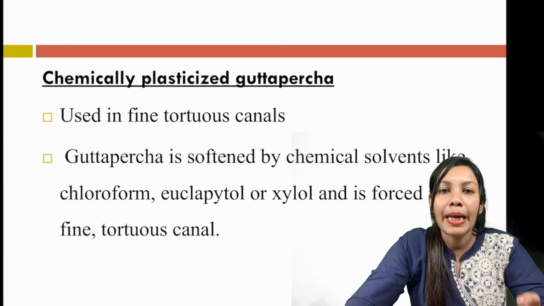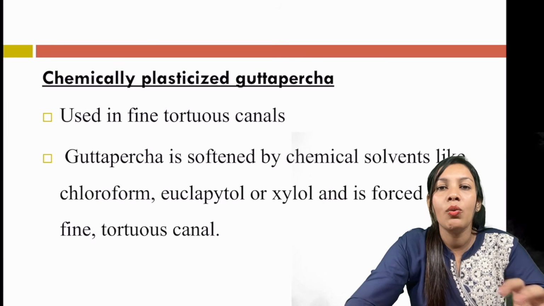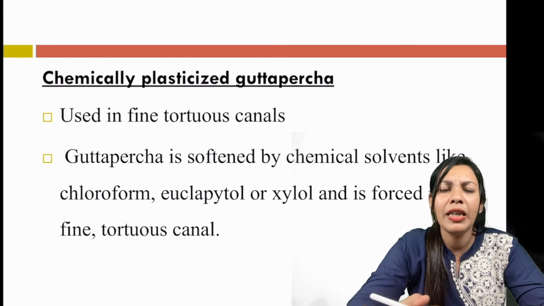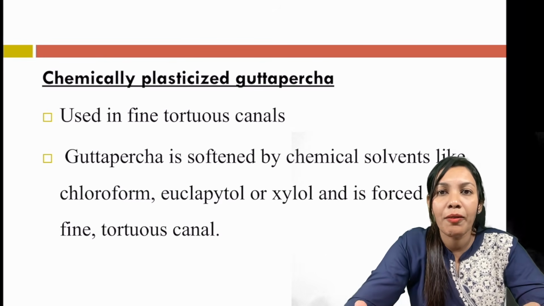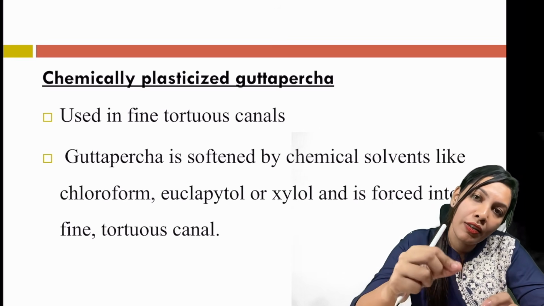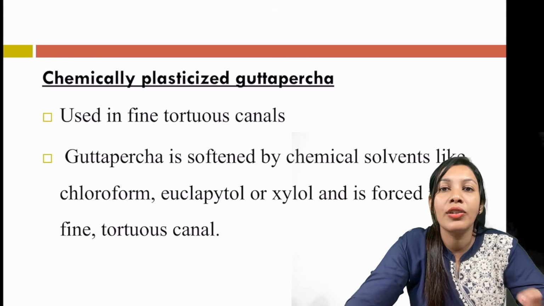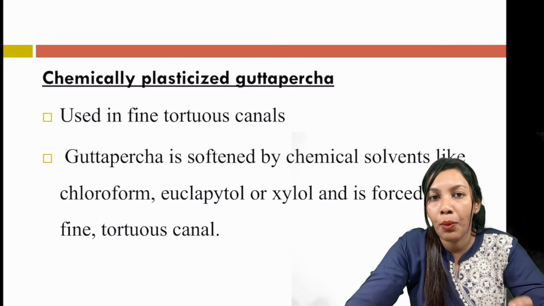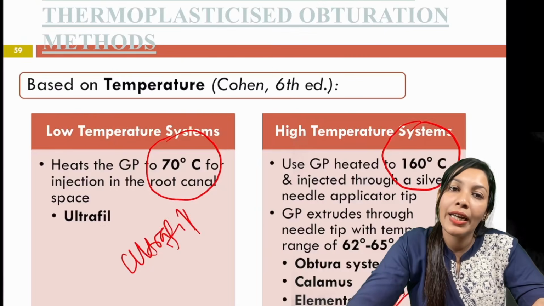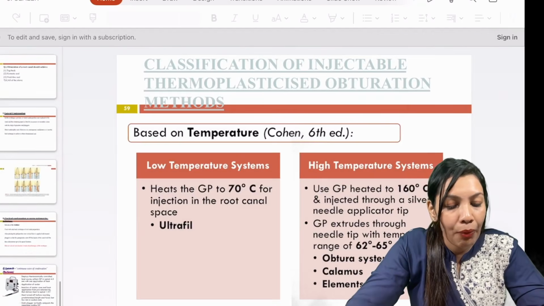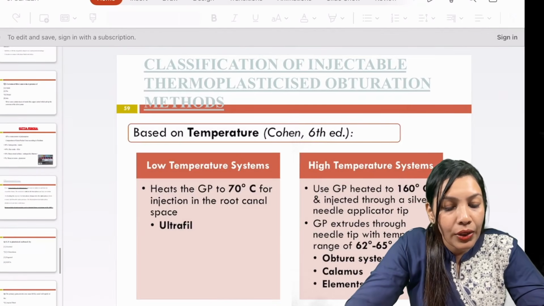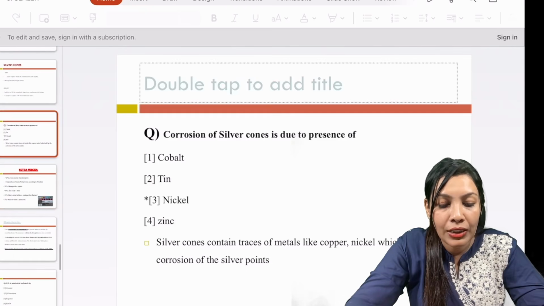Another is chemically plasticized gutta-percha. We dissolve the gutta-percha in certain solvents like chloroform, eucalyptol, xylol, etc., so that it softens and moves into fine and curved tortuous canals. So these are the methods when you study obturation. First of all, we have to know the various obturation techniques. That is important, and along with that, the obturation materials like gutta-percha, silver cones, etc. have to be studied.